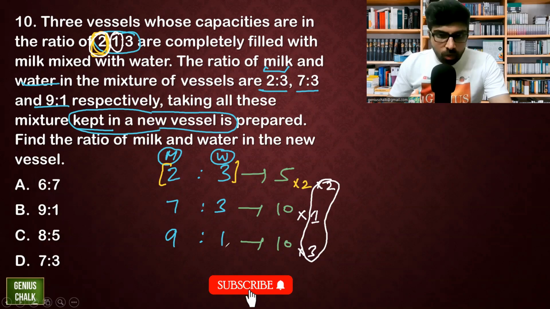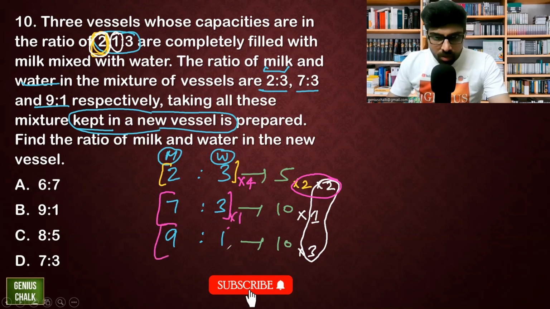Whatever the multiplying factor is, just multiply and get the result. So 2:3, multiply with 2 into 2, 4. So multiply by 4. This is multiplied by 1, same. This is multiplied by 3. So what is the new ratio? 2 4s are 8, 3 4s are 12, 7 1s are 7, 3 1s are 3, 9 3s are 27, 1 3s are 3. Yeah, now add it.